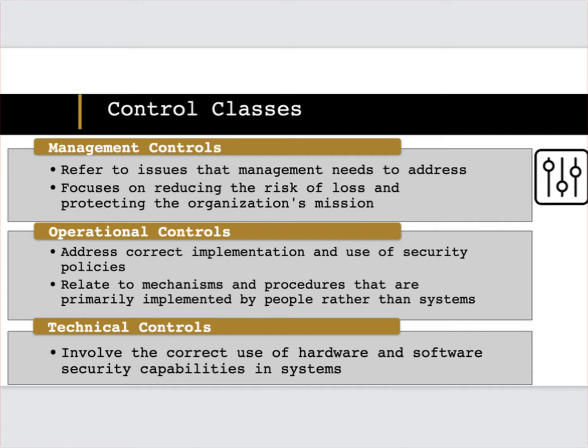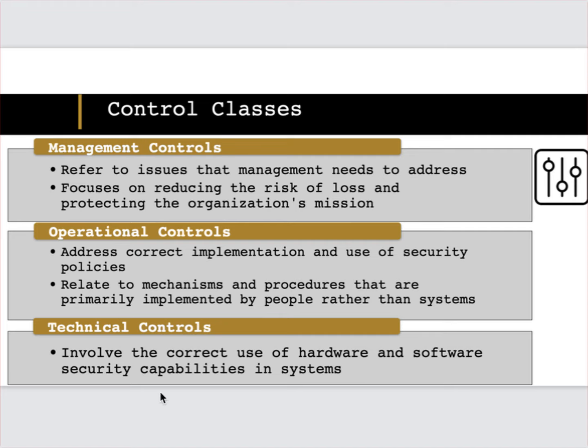These are done basically on the management side, the operational side, and the technical side. The management control refers to issues that management needs to address. It focuses on reducing the risk of loss and protecting the organization's mission. These management controls are also called administrative controls. Most commonly used administrative controls are risk assessment, security audit and compliance, incident response plan, some of the topics that we discussed yesterday. They also include employee training for security awareness, access controls, password management policies, data classification, screening and verification, and documentation. So these are some examples of the management or administrative controls.